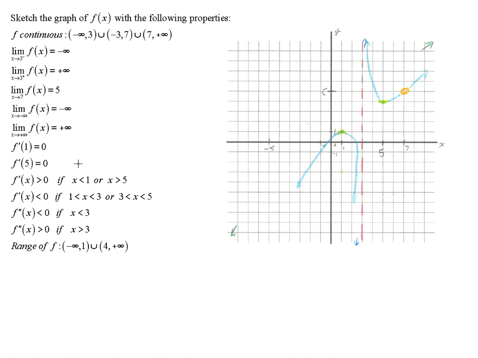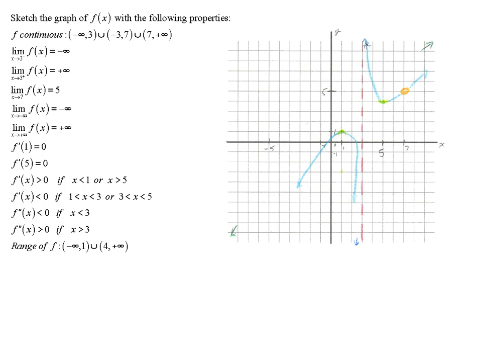And then I said f prime is greater than 0 if x is less than 1 or x is greater than 5, which means that f is increasing. So you notice I have it increasing from negative infinity to 1, and increasing from 5 to positive infinity. F prime of x is less than 0 if x is between 1 and 3, or between 3 and 5, which implies that f is decreasing. So between 1 and 3 and between 3 and 5 I have the graph decreasing.